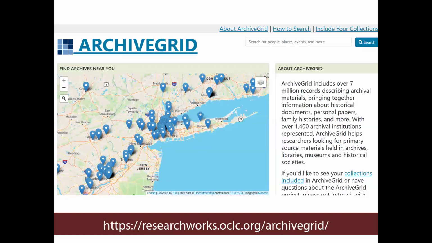Archive Grid through researchworks.oclc.org. Again, these URLs are all in your syllabus. You can find an archive that might maintain the personal family papers or local church records that have been placed in a regional archives. Just looking at this one alone, of all the regional archives in the greater New York City area and the surrounding states of Connecticut, New Jersey, and parts of New York State.